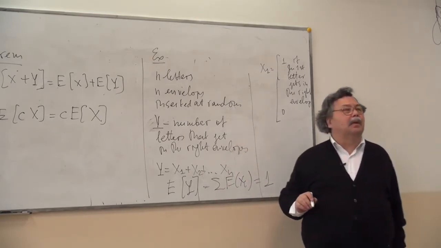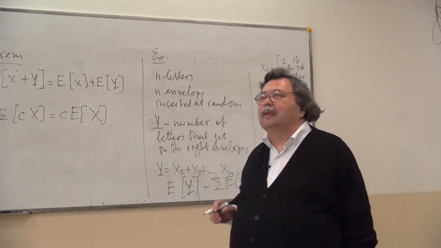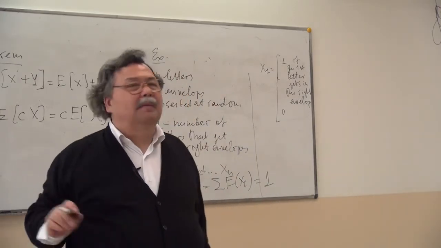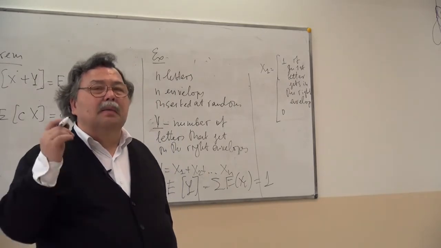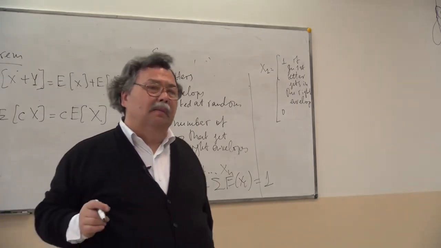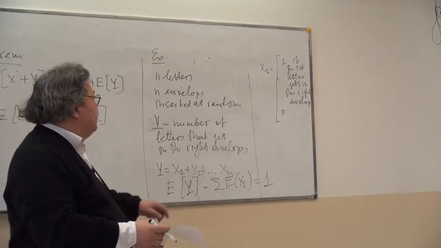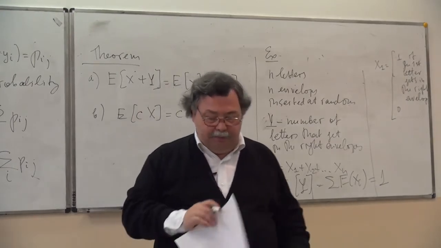The expected value of letters that find themselves in the right envelopes is 1. A very interesting answer, and it's not only interesting, it's an important probabilistic model in some applications. All right, and again, this is not a trivial result because these random variables depend on each other.